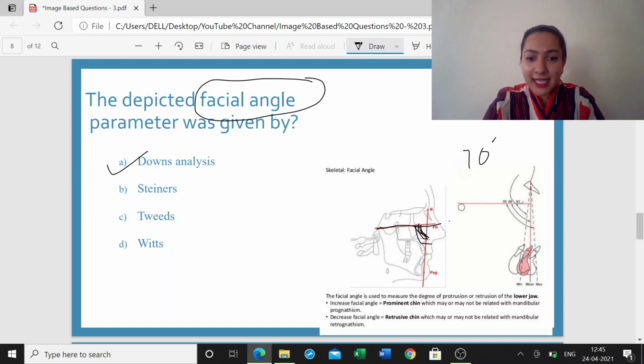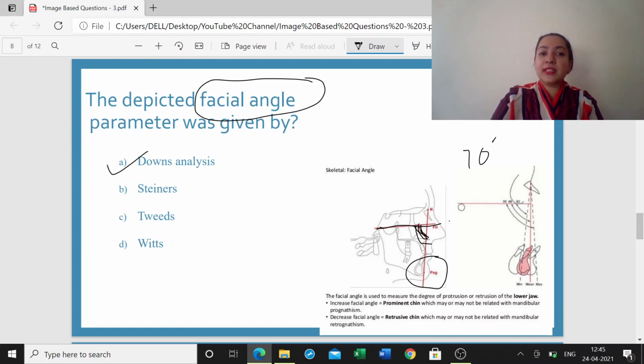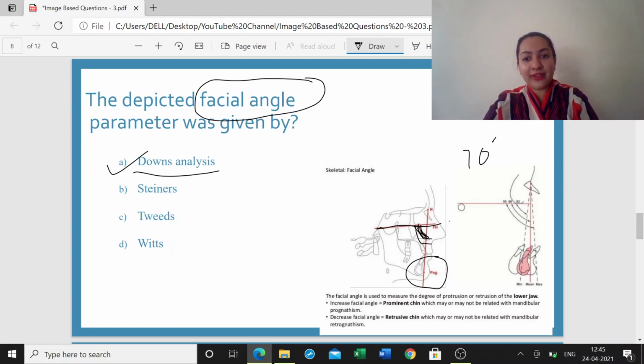And if my N-pogonion angle is less, maybe suppose 70 degrees, what does it indicate? It indicates that there is decreased facial angle. My chin is retruded, which may or may not be related to mandibular retrognathism. Okay, it is not always that my mandible is retruded, but in most of the situations, yes, if my facial angle is less, we can say that mandible is retruded, and it is a case of class 2. So facial angle was given by Downs analysis, which is the innermost angle made by the intersection of FH plane with N-pogonion.